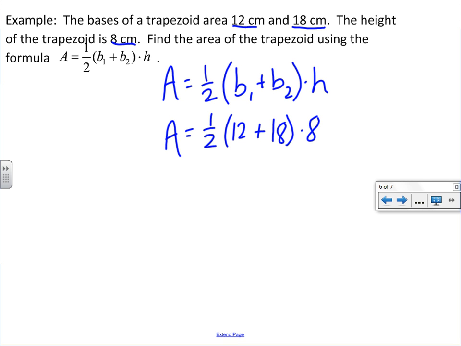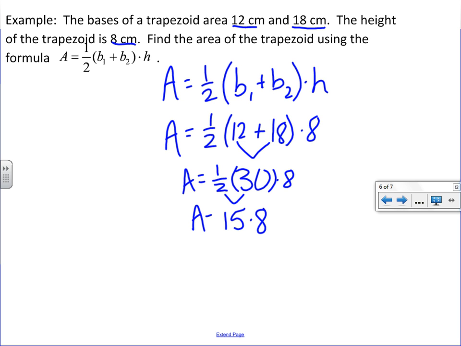I'm going to follow order of operations. So I have 12 plus 18 is 30. Bring everything else straight down. Then all I have is multiplication, which I'm going to work from left to right. Half of 30 is 15. Okay, so then we have the area is equal to 15 times 8, which gets us 120.